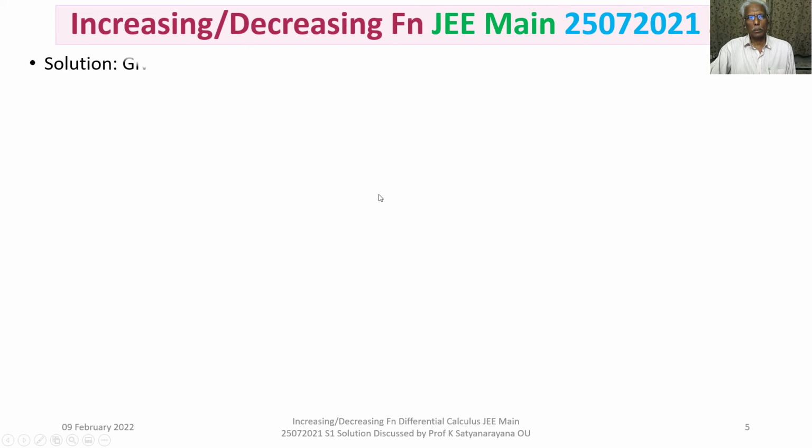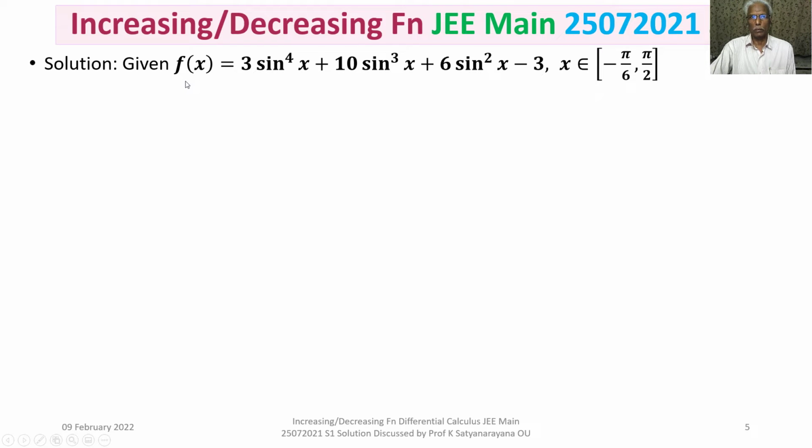We now discuss the solution of the problem, and this is your given function, where x belongs to the closed and bounded interval minus pi by 6 to pi by 2. Now, to talk about increasing and decreasing nature of this function, we have to first of all find out what are the critical points. To find out the critical points, we need the derivative of f(x).